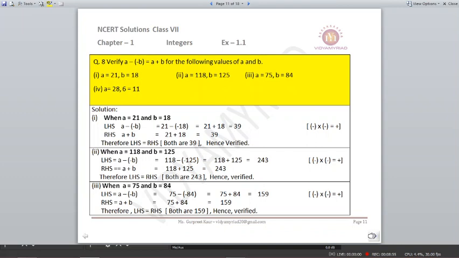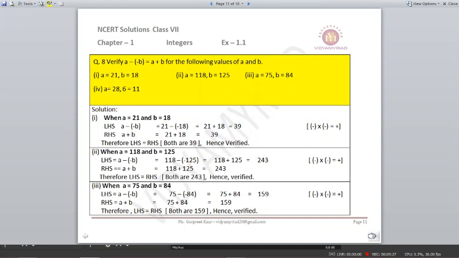Now the question is: verify that A minus of minus B is equal to A plus B. You need to prove it by putting in the values of A and B. There are 4 questions in this. One by one we will put in the values. We will solve the left hand side and the right hand side, and we will realize that the left hand side is equal to the right hand side. If you see A minus of minus B, we will put in the values. Say for example the first one, 21 minus of minus 18.